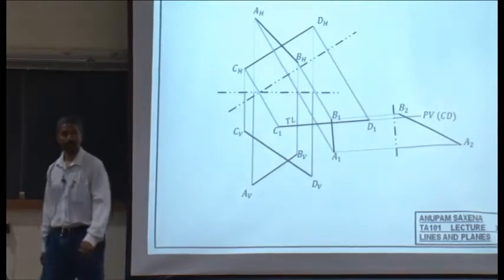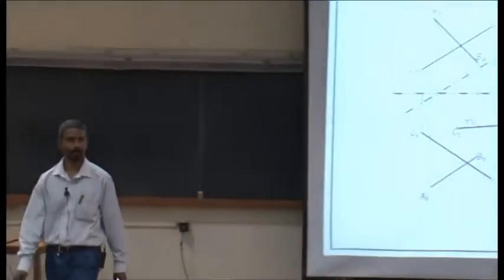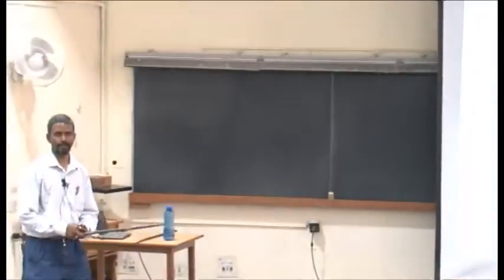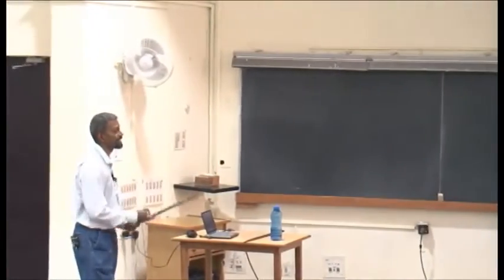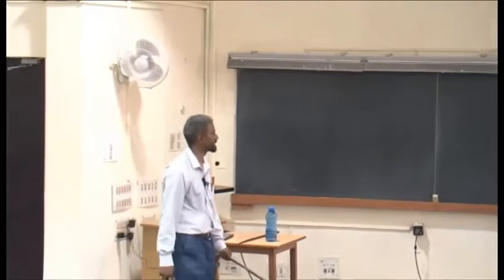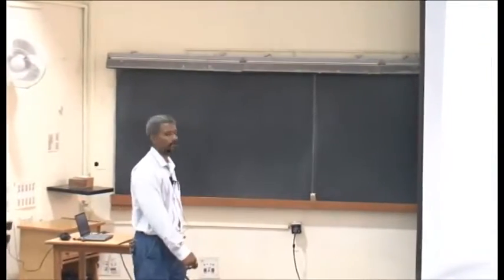Now, can you figure out whether the lines are intersecting or not? You know that. They don't intersect, because the point view of CD does not lie on the corresponding projection of AB. Okay?